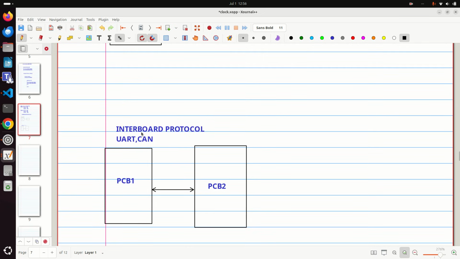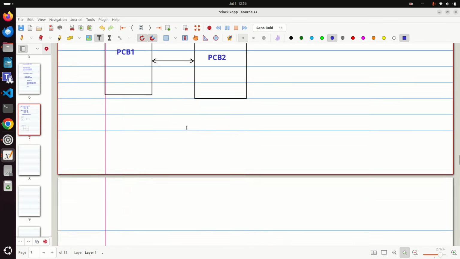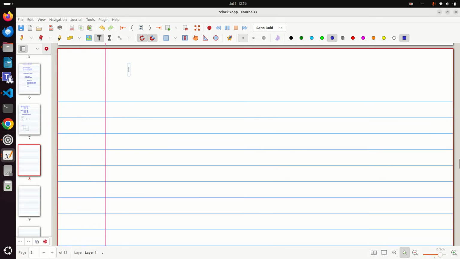And what do you mean by intraboard protocol? So we had two types, isn't it? One is the interboard protocol and one more is the intraboard protocol. So what do you mean by intraboard protocol?